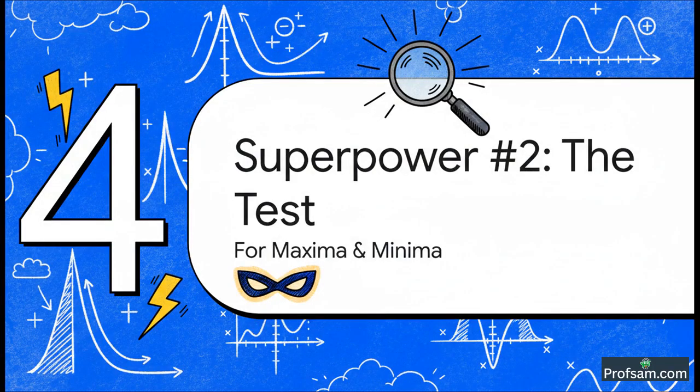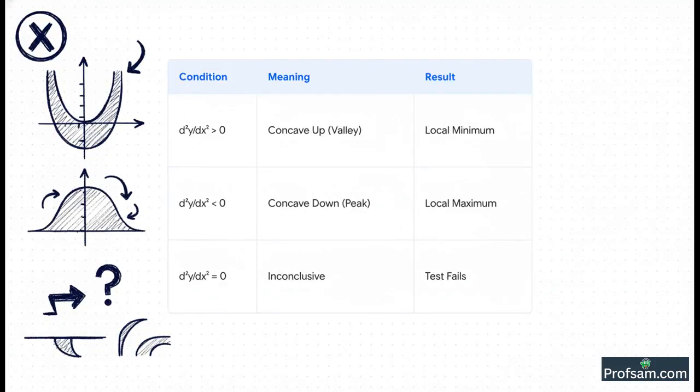And now for superpower number 2. This one is the ultimate test for finding maxima and minima. This is how you can be 100% sure if a flat point on a graph is a peak, a maximum, or a valley, a minimum. This table makes it super clear.